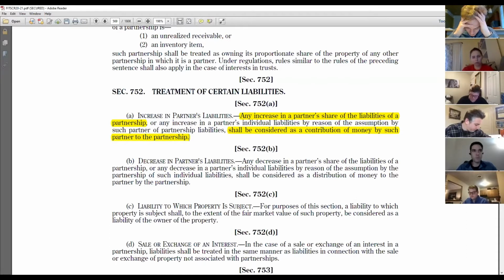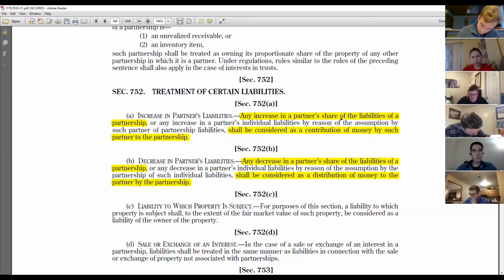And then let's look at 752(b). So that's kind of a review; we did that last week. We haven't talked as much about 752(b). The flip side is once your share of the liabilities goes down, then that's considered a distribution of money. So we have a deemed distribution of money.